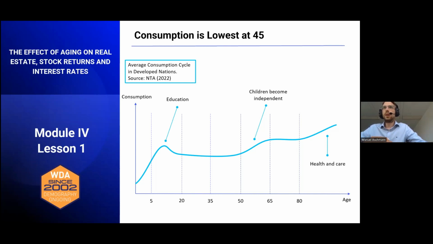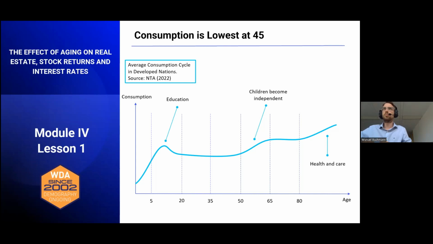So again, consumption is very low at the beginning, but starts increasing rapidly with education. So schooling reaches a peak around ages 15 to 18, then slowly decreases again once education is completed. And then consumption remains fairly low between ages 20 to 50. This is not because we spend less, but we spend less on ourselves. What we spend the money for at this age is our children.